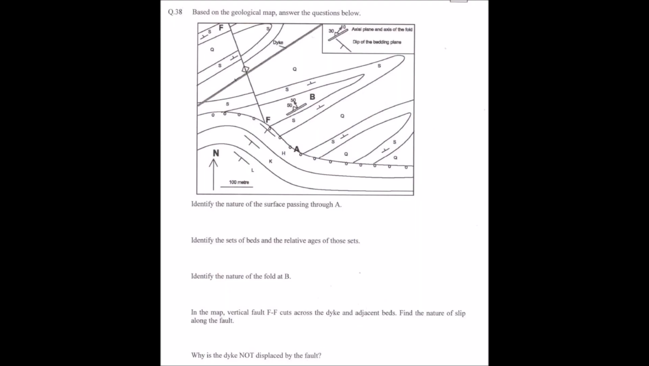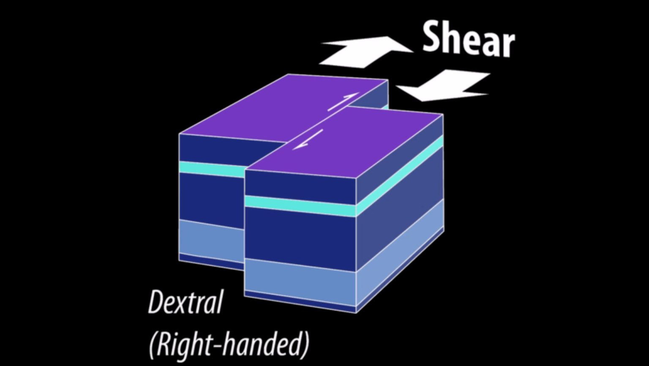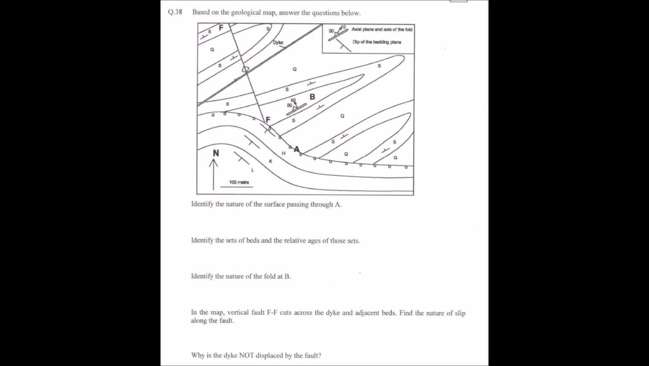Moving towards the fourth sub question. In the map, vertical fault FF cuts across the dike and adjacent bed. Find the nature of the slip along the fault. As in the question, the symbol of the fault is showing vertical, means the symbol itself shows it is a vertical fault. So the nature of slip in this is a strike slip. Last one, why is the dike not displaced by the fault? Since the dike is intruded after the fault, that's why it is not displaced by the fault.